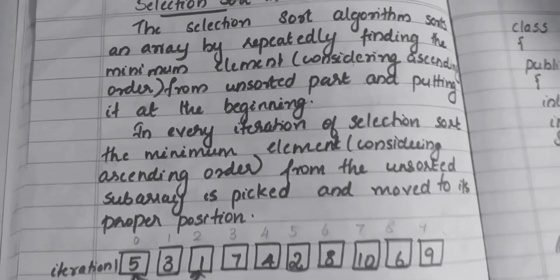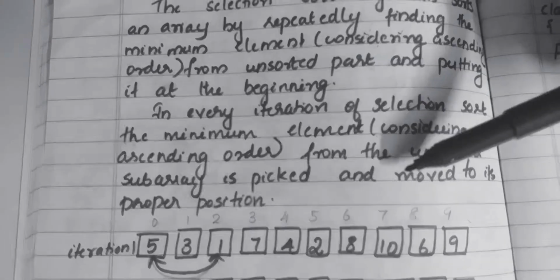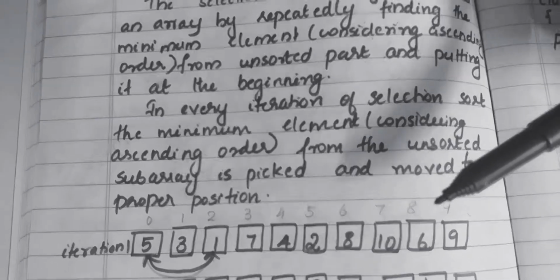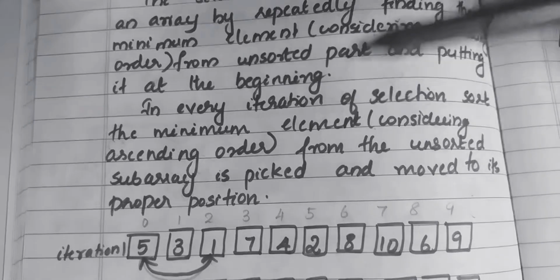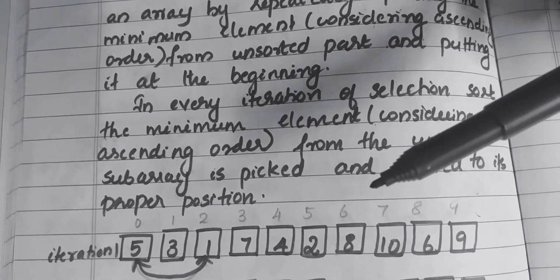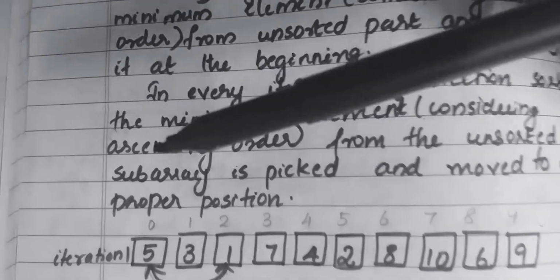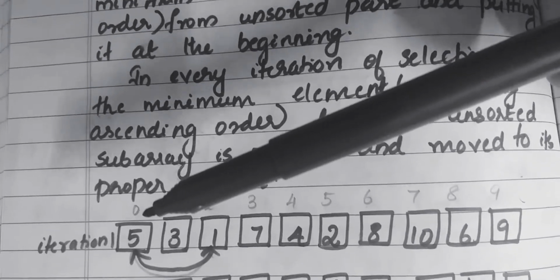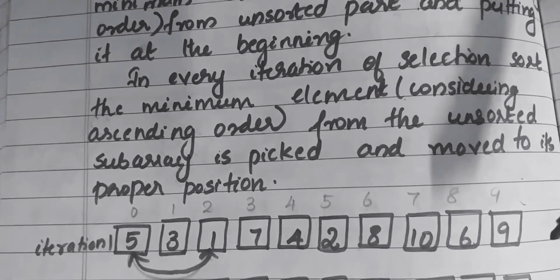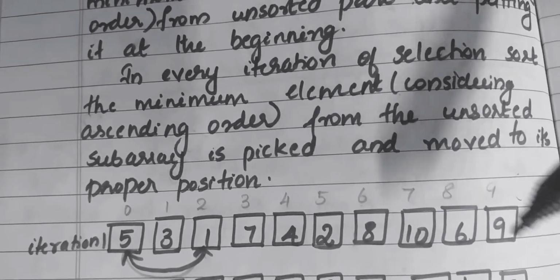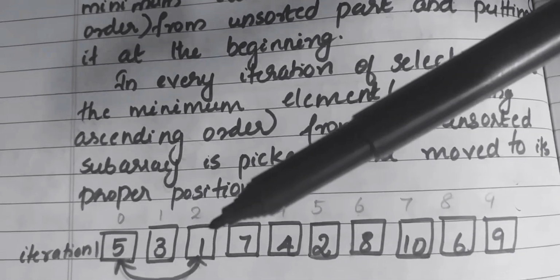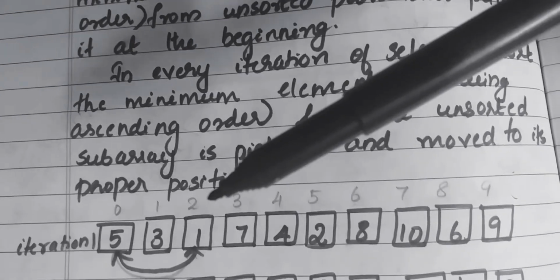So let's illustrate this with an example. Let's consider this array. The array consists of a set of elements, a total of 10 elements. Each element in the array has an index position starting from 0. By the selection sort technique, we consider the first element as the minimum element and compare it with the least element in the next set of elements. When we search for the least element, we find that 1 is the least element, at index position 2.